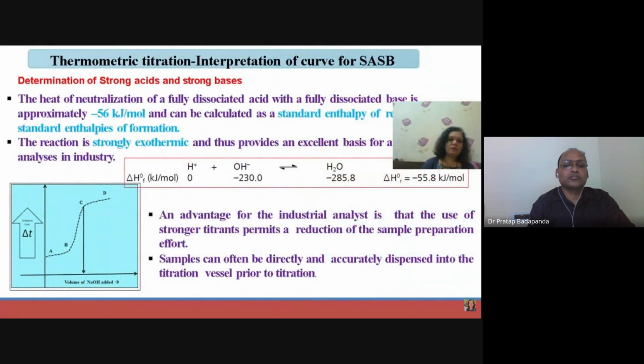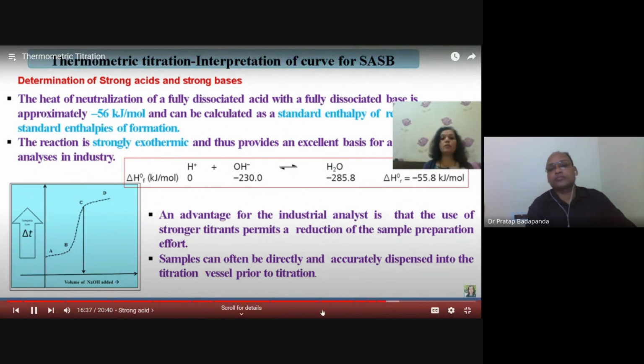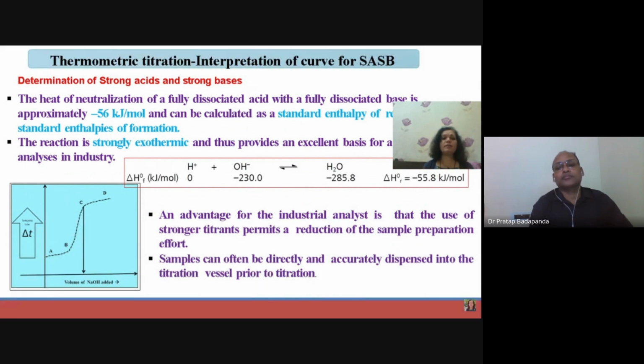Again, we are looking in detail at strong acid, strong base titration, where our aim is to find out the heat of neutralization of fully dissociated acid with base. So, we have utilized strong acid and strong base. Strong is the word attached when complete dissociation is observed. So, whatever completely dissociated acid and base, when they react, we can find out the standard enthalpy of reaction and the standard enthalpy of formation. The reaction is exothermic.